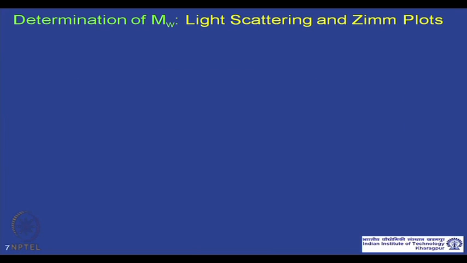Let us move to the next topic, where we determine the weight average molecular weight of the polymers. We will discuss the techniques of light scattering and subsequently the Zimm plot to get the weight average molecular weight, and also some other important parameters of polymers like the second virial coefficient, the polymer-solvent interaction parameter, and the radius of gyration.